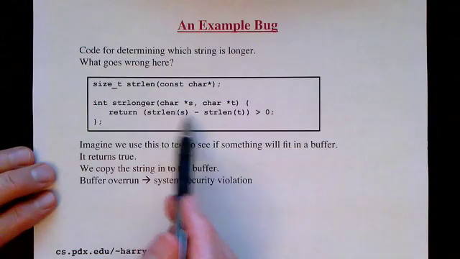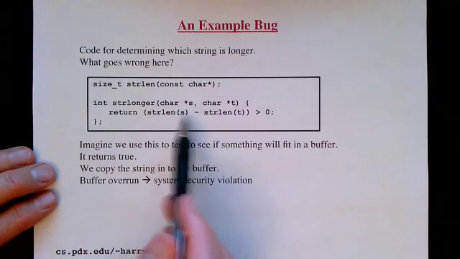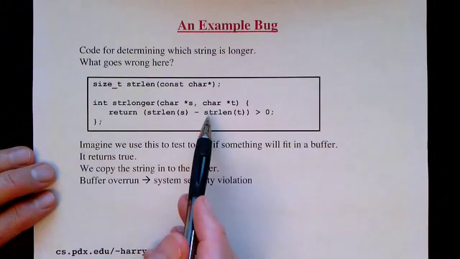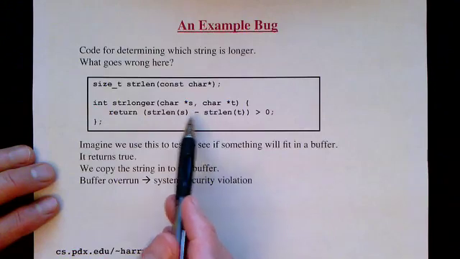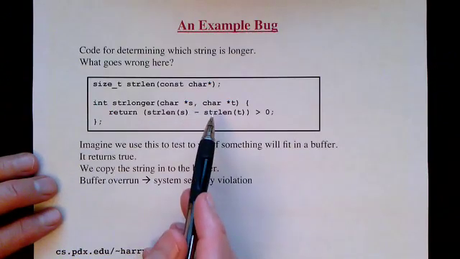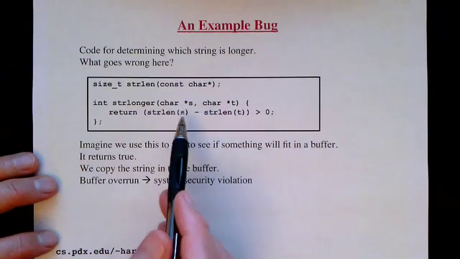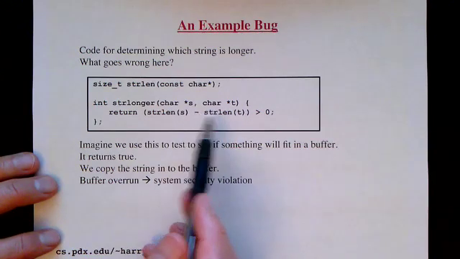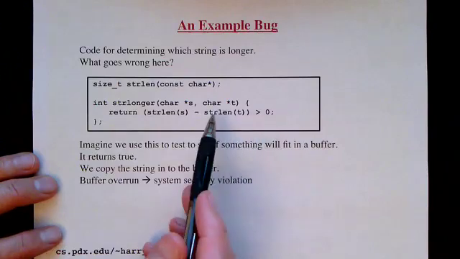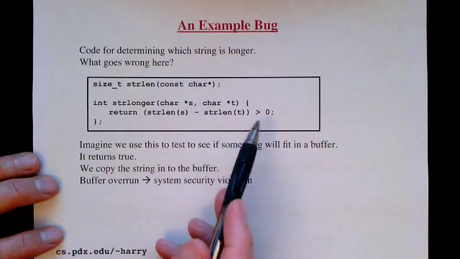So this subtraction occurs, but we don't get a negative number. We get an unsigned number, which is always non-negative. So we either get 0 or something positive. So the problem is this thing won't return the right answer. We'll never get a negative number here. So if string t is longer, we ought to get a negative number here, and we ought to return false. But in fact, that negative number cannot be represented as an unsigned, so it will be represented as a large positive number, and this will test true.